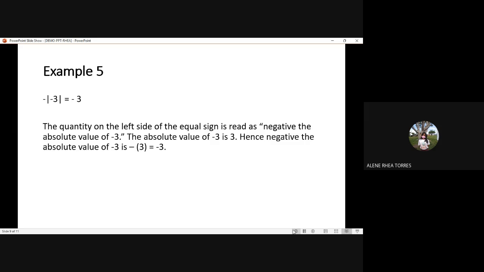Since all answers of absolute value are distances, measurements, they are always non-negative, so all positive. We expect the absolute value of negative 3 is still 3. So the answer for the negative of the absolute value of negative 3 is negative 3. So, that's it. Okay, next slide, please.